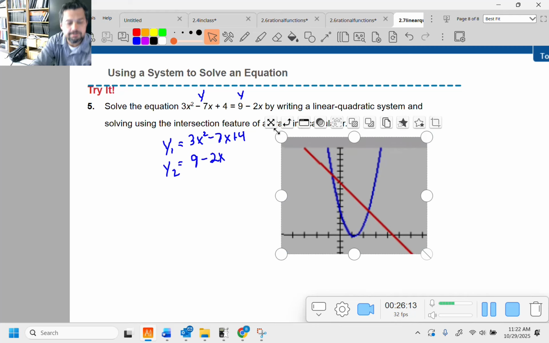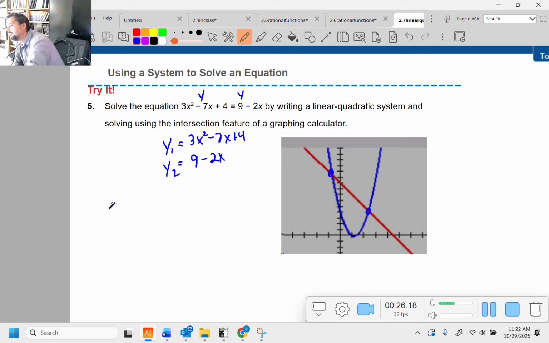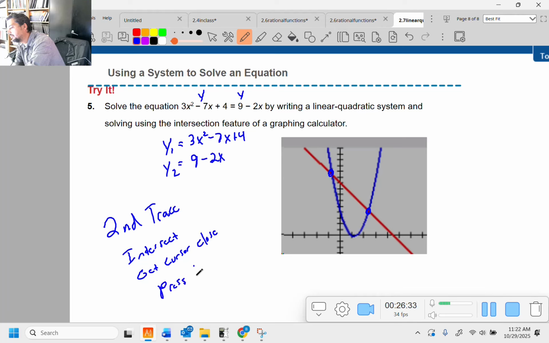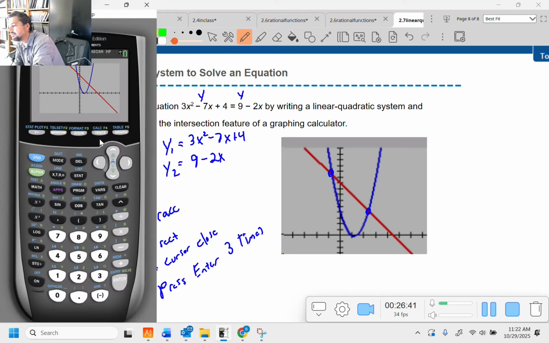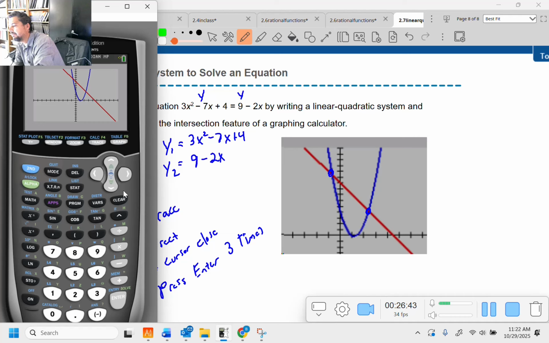So solutions are simply where we intersect. And if you didn't play along last time, what we're going to do is hit second, trace, and choose intersect. We get the cursor close, and we press enter 3 times. So second, trace, 5 for intersect, get the cursor close, enter, enter, enter, and there's the intersection.